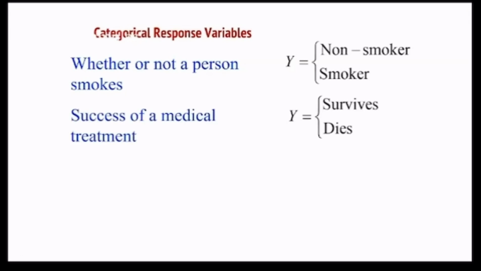Another example is success of a medical treatment. In medicine, it is not all patients that could actually gain from medical intervention. You know that, right? Some are basically going to survive, and some are going to end up dying. So the success of a medical treatment can be referred to as a categorical variable.